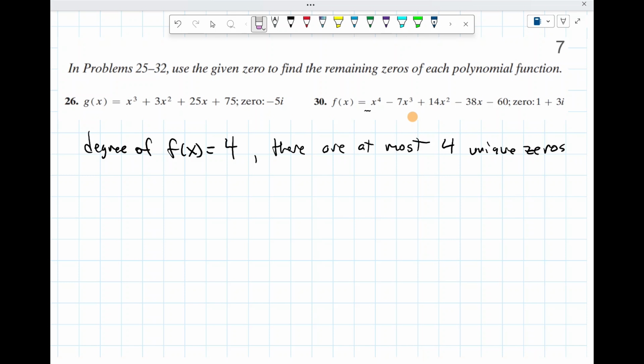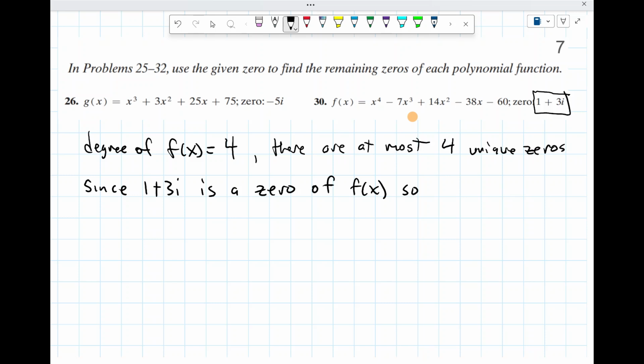If that is the case, and we know one of the complex zeros, then if you have a complex zero of a polynomial that has real coefficients, then the conjugate of that complex zero will also be a zero. So since 1 plus 3i is a zero of f of x, so is the conjugate 1 minus 3i.